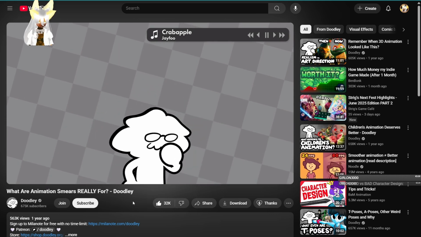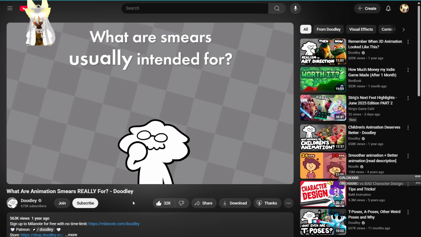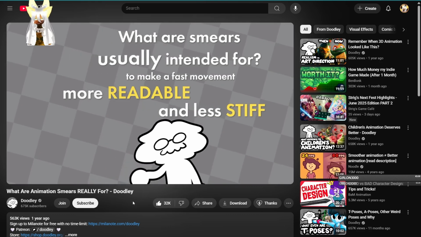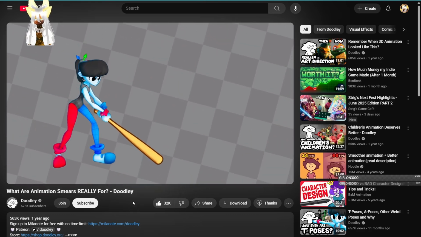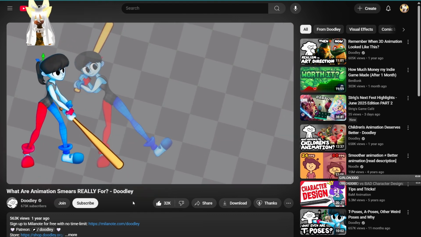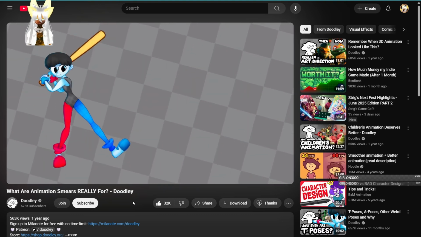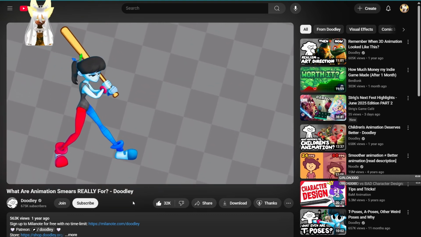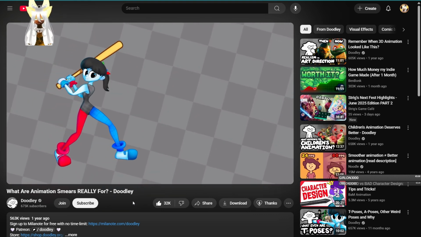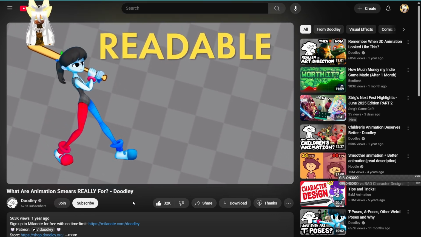First, let me ask the question, what are smears usually intended for? I would simplify it like this: to make a fast movement more readable and less stiff. At times, you may not have enough frames to visualize the kind of movement you're animating. If you've only got a few frames to work with, you'll still need anticipation, action, overlapping action, and settle somewhere in there. But the movement might be too big, yet also too fast to include all those poses, so you put a smear in the middle. The smear makes the most important part of that movement readable. The viewer can easily see what just happened, even though it was a big, fast movement across the screen.